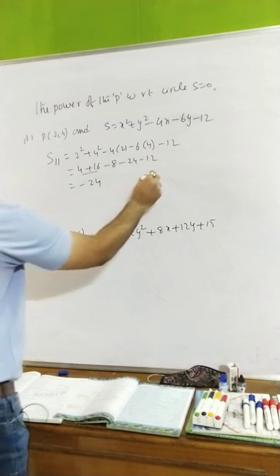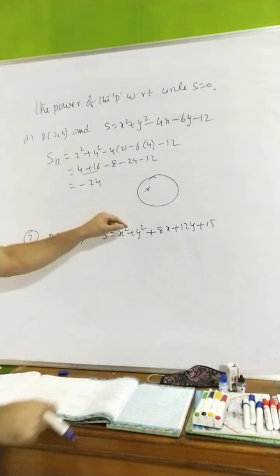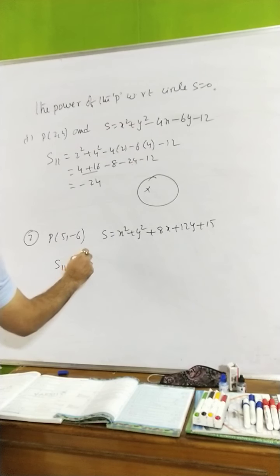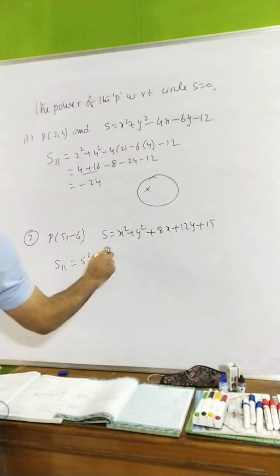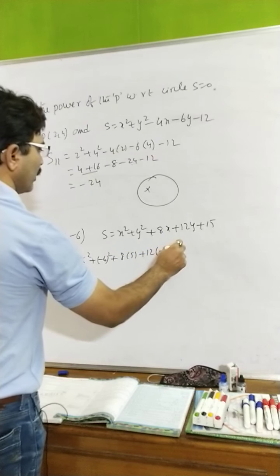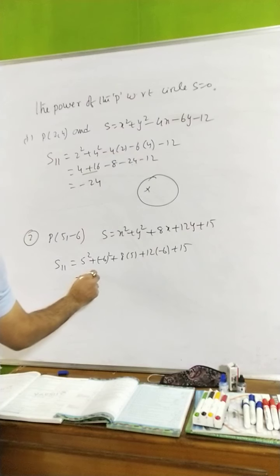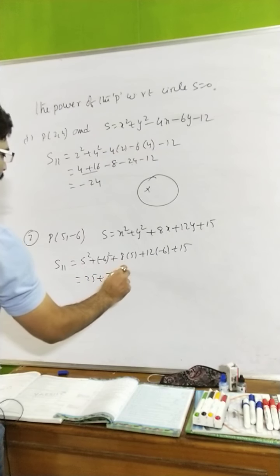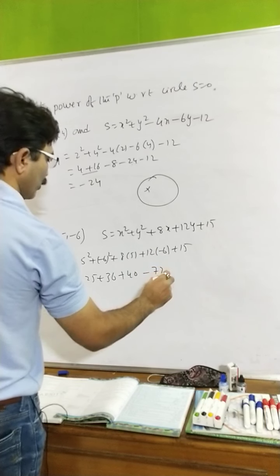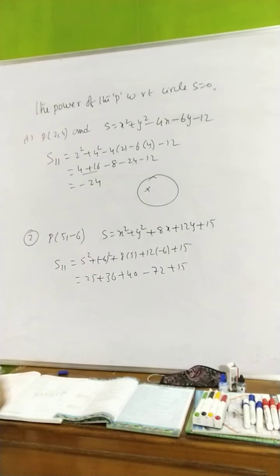It is negative, which means P is inside; only then will we get a negative value. Now you take this other case. In this case, 5 square plus minus 6 whole square plus 8 into 5 plus 12 into minus 6 plus 15. So that is 25 plus 36 plus 40 minus 72 plus 15 we are getting here.